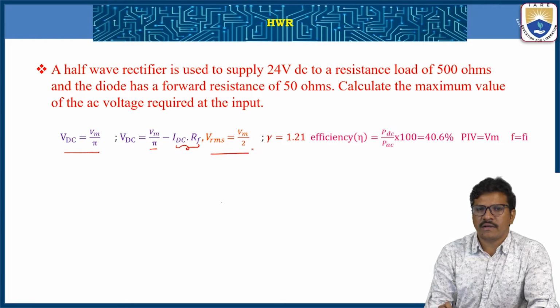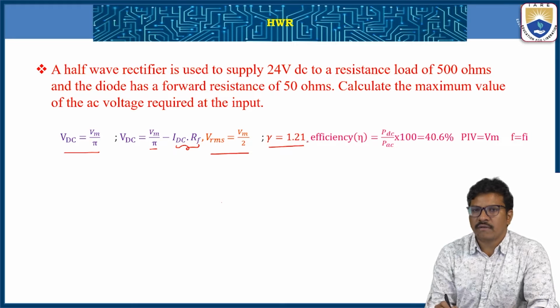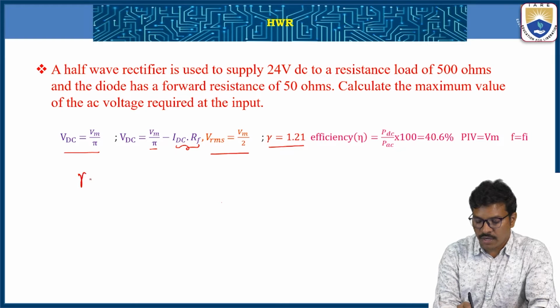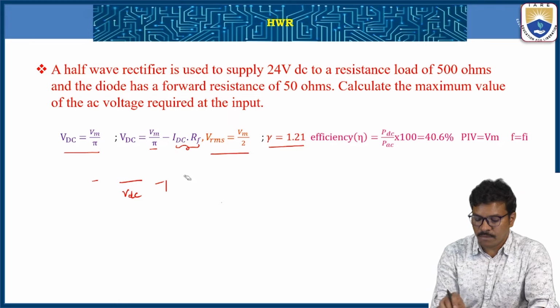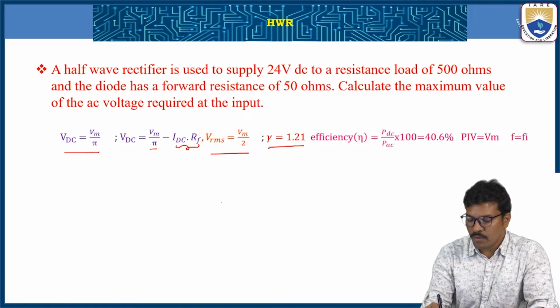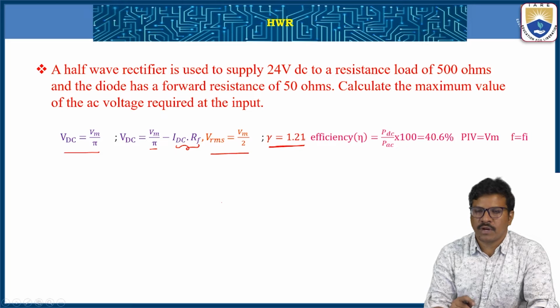VRMS is also calculated. We derived it from the mathematical equation of the rectified output. From the definition of VRMS, we will get Vm by 2. The ripple factor gamma is taken from (VRMS by VDC) whole square minus 1. By substituting VRMS by VDC whole square minus 1, you will get the ripple factor. When we substitute all the required parameters, we get 1.21.